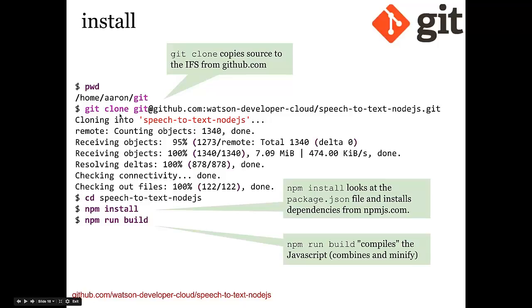So after I do a git clone, it created this directory in my IFS. I'm going to cd into that, change directory into speech-to-text Node.js. And then I'm going to run this npm install command. What this is going to do is look at what's called the package.json file, and that file declares what dependencies this particular Node.js application has. So what other Node modules does it depend on? It will go and download all those Node modules from npmjs.com and install them locally on your IBMi.